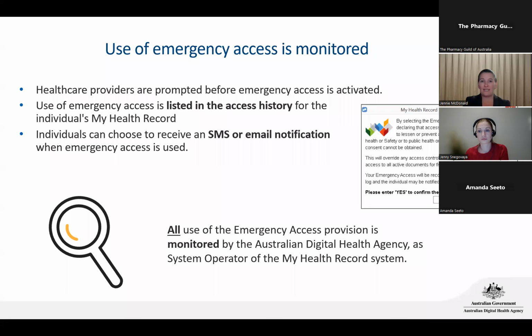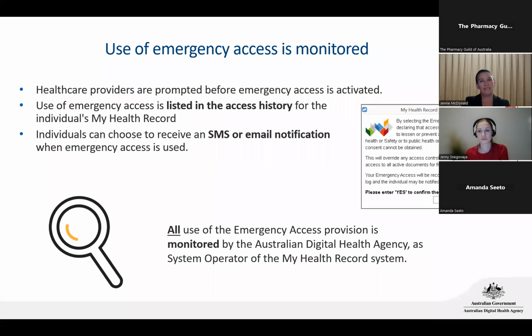So the agency may contact healthcare provider organisations, including pharmacists, in relation to their use of the emergency access provision. To enable pharmacies to respond to inquiries about emergency access, it's strongly recommended that organisations maintain records of when they've used emergency access and why. We may contact an organisation because, for example, a consumer has contacted the agency with concerns regarding why a particular pharmacy has used emergency access, or as a result of the agency's monitoring activities.